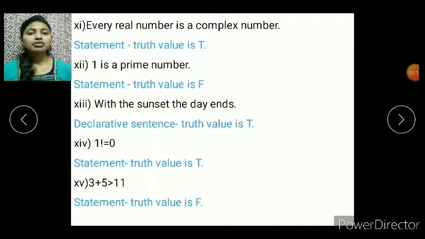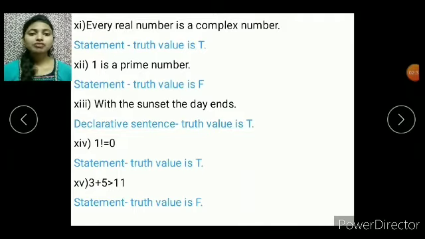13. With the sunset, the day ends. This is a declarative sentence. The truth value is T. 14. 1 factorial is equal to 0. This is a statement, and the truth value of this statement is T.